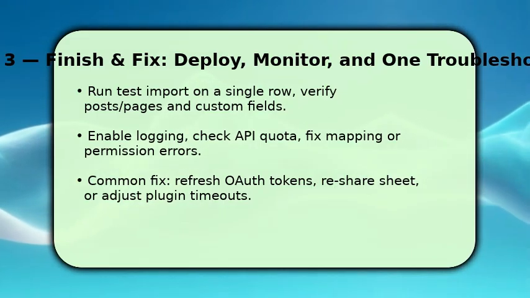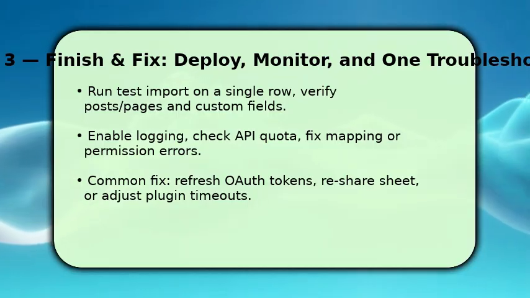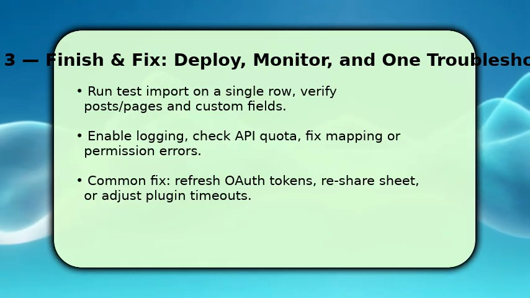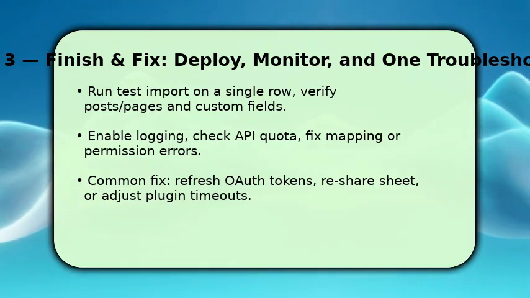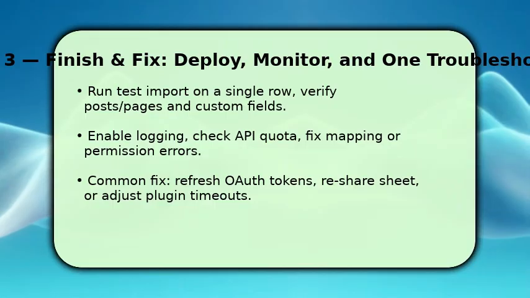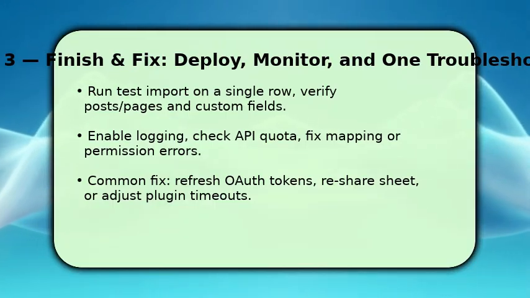If something goes wrong, refresh OAuth tokens, reshare the sheet with the service account, or increase plugin timeouts. These quick fixes resolve most permission and timeout issues, keeping syncs reliable.